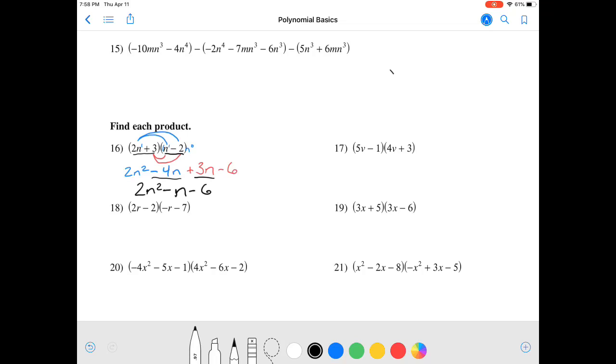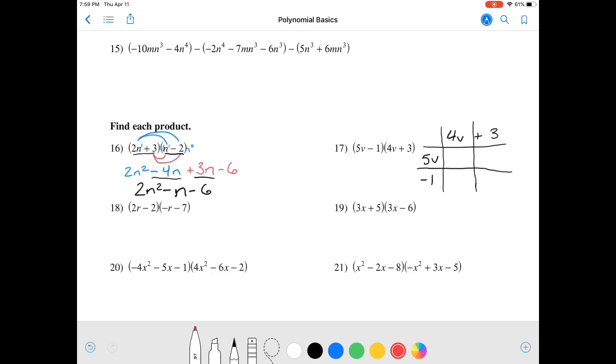So some of you liked the distribution method, but I'm going to show you the box method for the other problem, for the people that like that. So first I'm going to write my first polynomial going down, and my second polynomial going across the top. Now I'm going to draw in my lines to separate the terms of the polynomials, and give myself 4 boxes that I need to fill in with the multiplication.